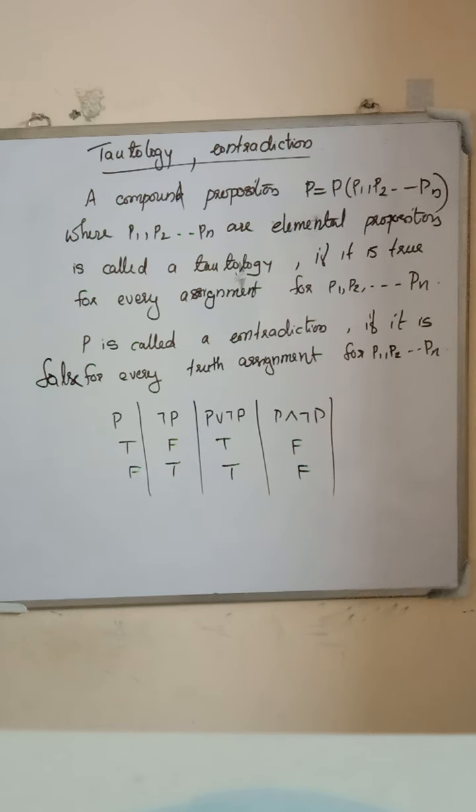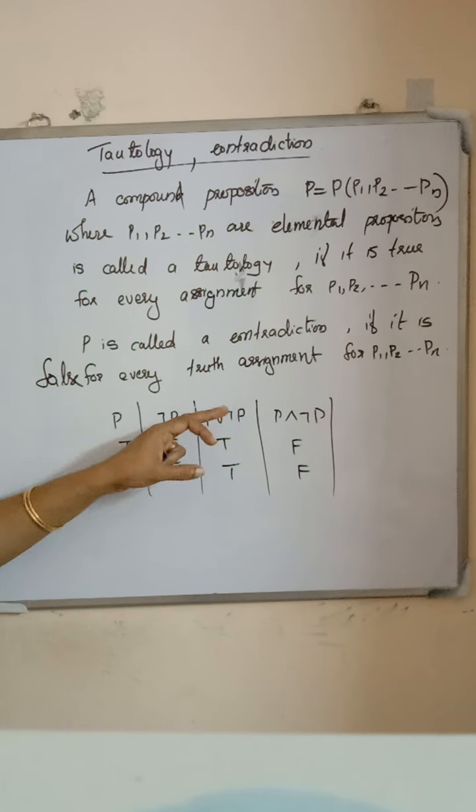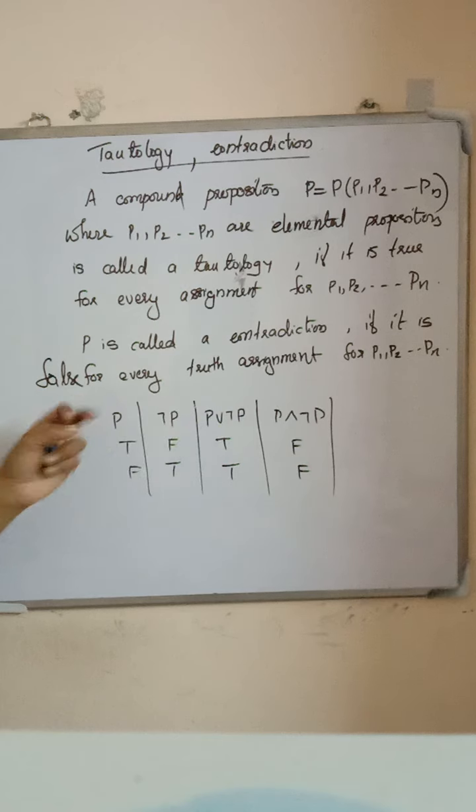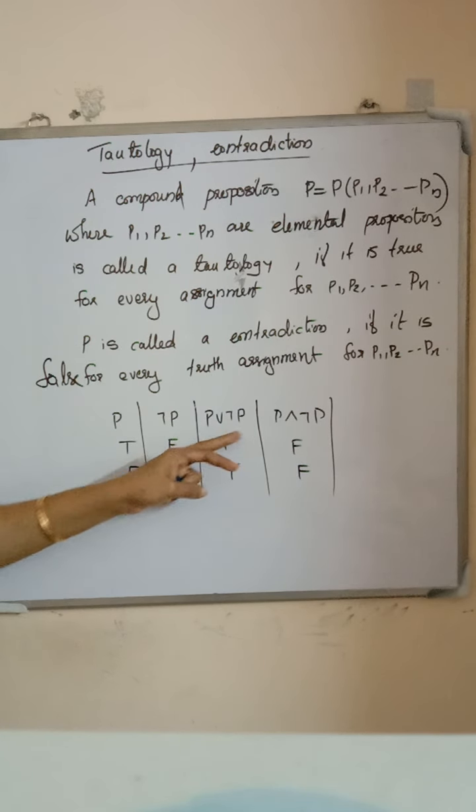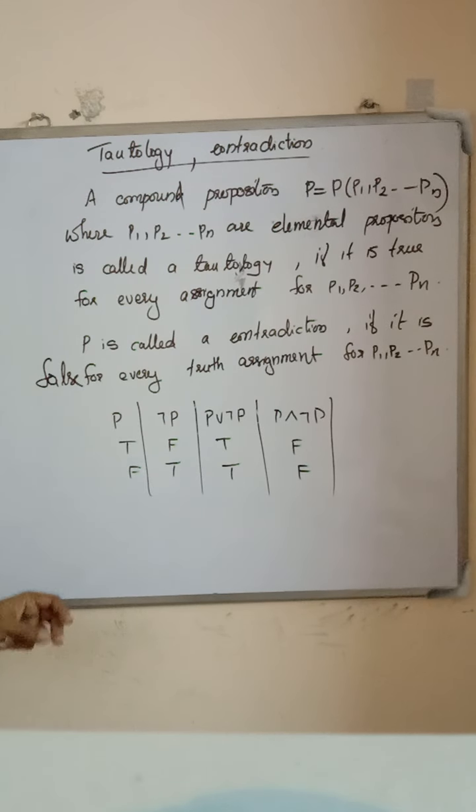Here, P and negation P are two propositions. P or negation P is a compound statement. Compound statement means a combination of one, two, or a finite number of propositions. A combination of a finite number of propositions is called a compound statement.